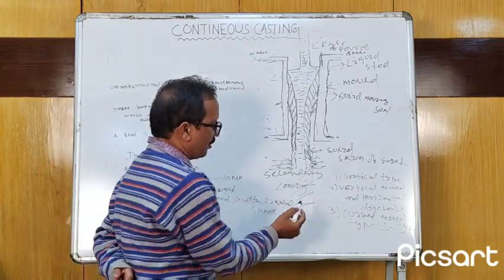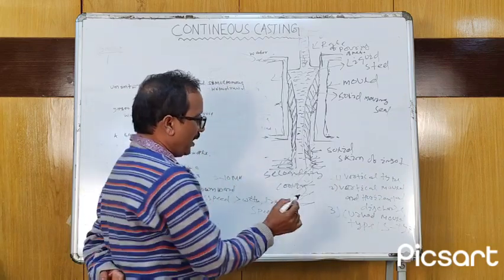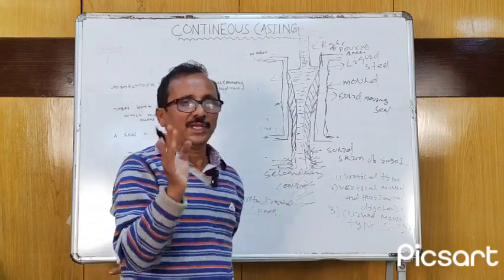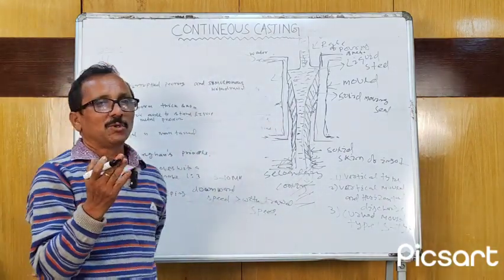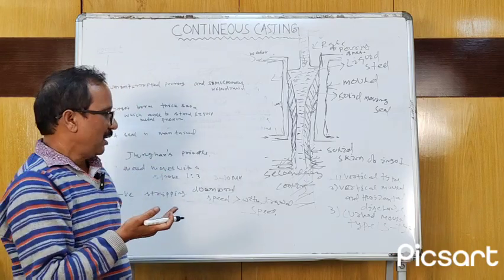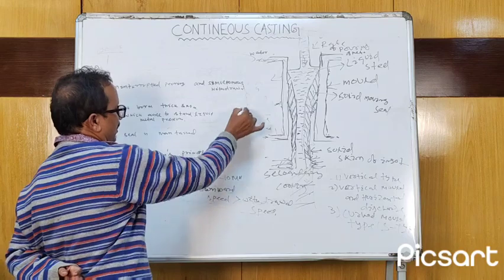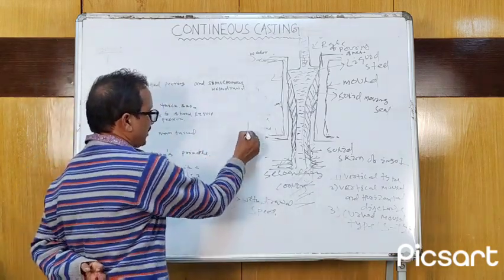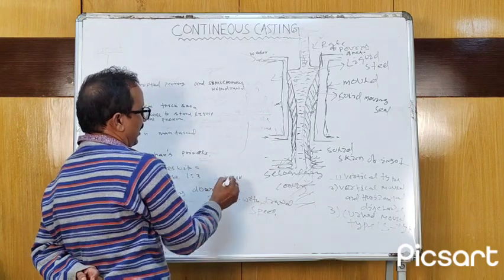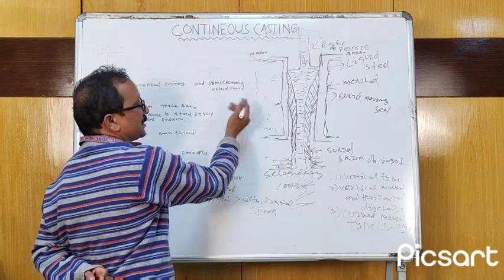There are three types of continuous casting machines. One is the vertical type, another is vertical mold with horizontal discharge, and another is the S type, with a curve like this. S type means it will be curved like this, and horizontal means the metal is discharged to this side.